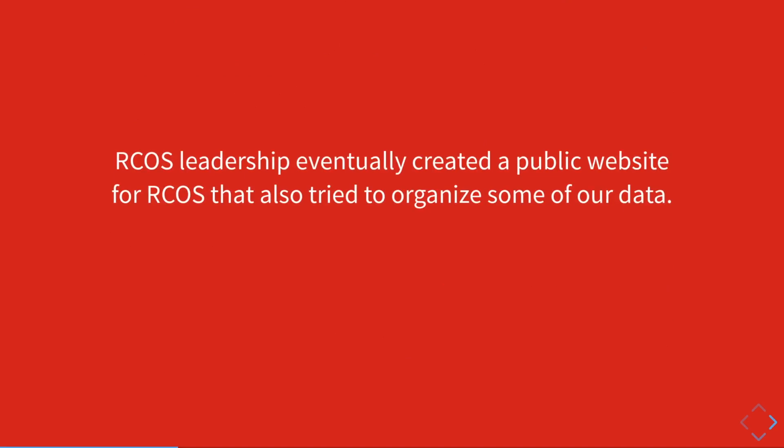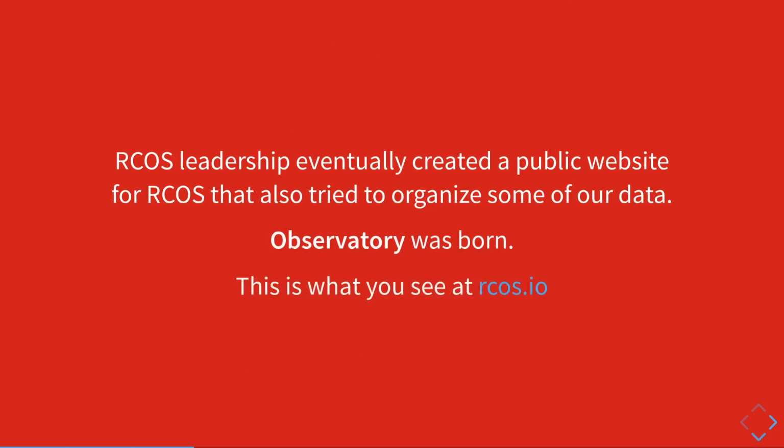So what did we do? Well, the previous leadership said, okay, we're going to create a public website for RCOS, and organize some of the data. If you've heard of Observatory, that's what that is. That is RCOS.io. Unfortunately, that's not used anymore. So it's a little confusing now because that's our public-facing website, but also it's dropped. It's a mess.